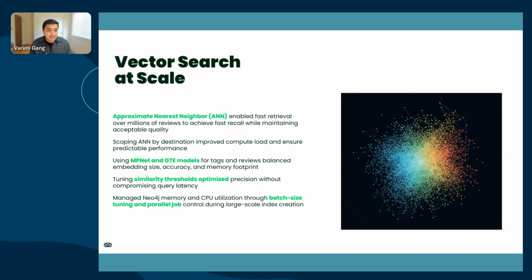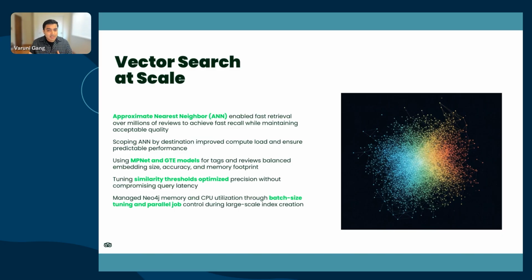Once we had vector indexes in place, the next step was for us to scale vector search. And scaling search meant optimizing the balance between recall, precision, and speed. We adopted approximate nearest neighbors, ANN, search using HNSW indexes in Neo4j to enable fast recall while maintaining acceptable precision. We also scoped ANN by the destination indexes we had created, which not only improved compute efficiency, but also gave us predictable performance. So queries in large cities like London and smaller towns like Nice behave consistently.